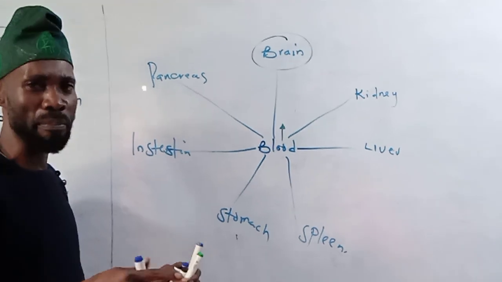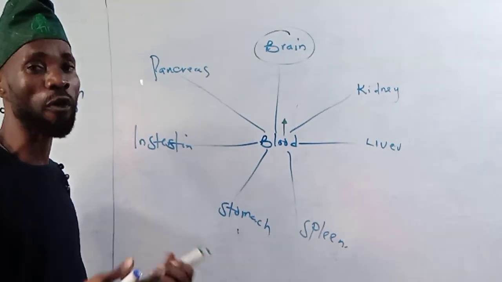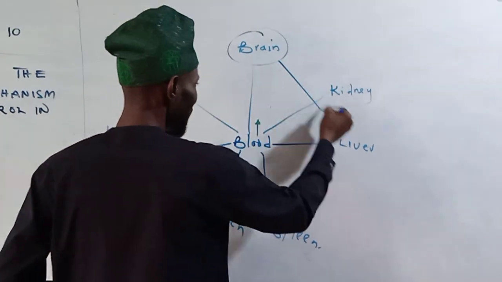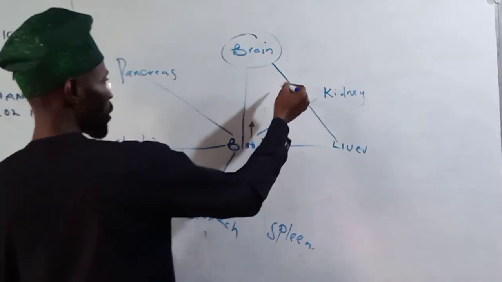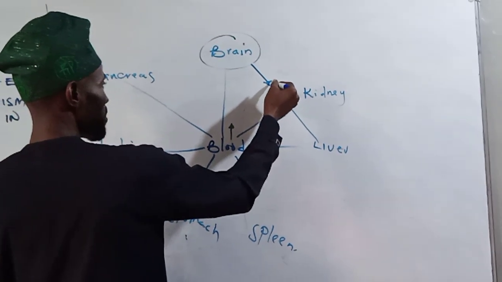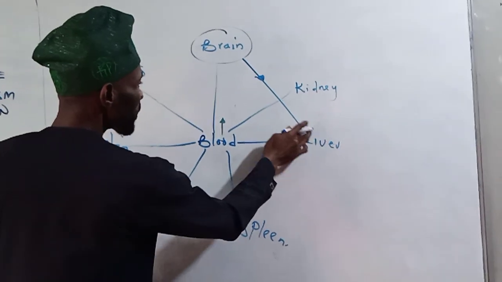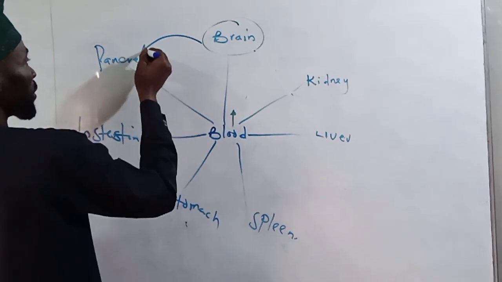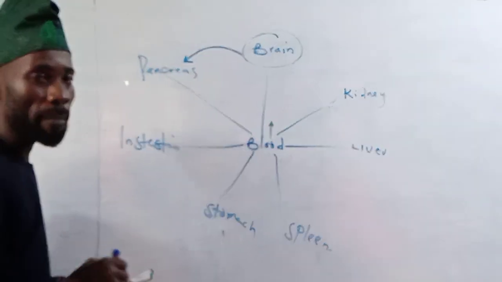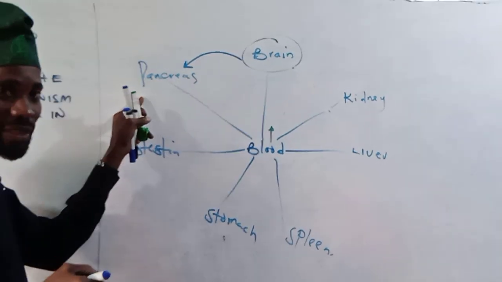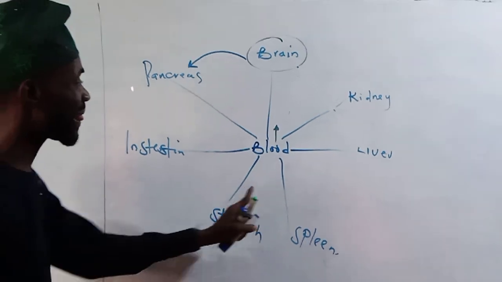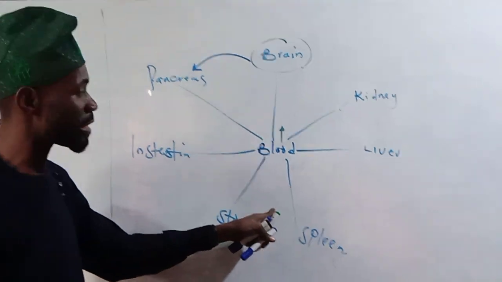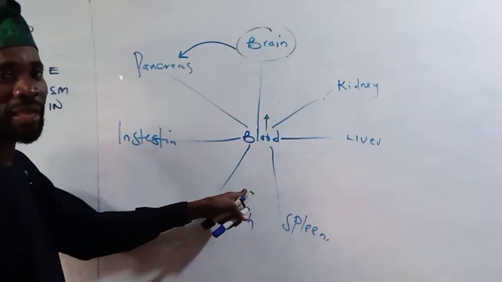How can the brain bring about the mechanism of homeostasis? Number one, via nervous impulses. Messages are sent, not to the liver, but from the brain to the pancreas. Impulses are sent to the pancreas. What is this impulse? The level of sugar in the bloodstream is high, so initiate a mechanism that will bring about the reduction of that level of sugar.